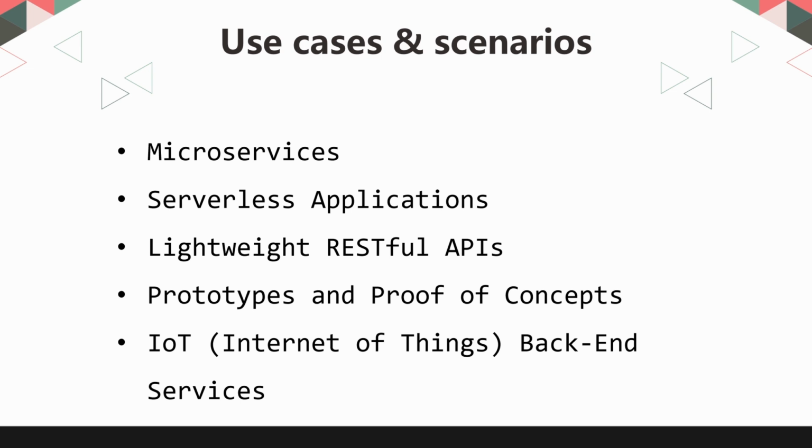Also, if we want a prototype or proof of concept, we can use the minimal API template, which can give us a running sample application in a very short time. Next, Internet of Things backend services. This is basically when a set of hardware devices wants to communicate with the API, so those APIs can be written using the minimal API template.